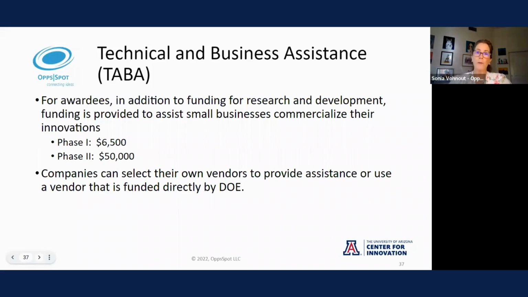So DOE also allows for technical and business assistance, or TABA. For the phase 1, you can ask up to $6,500. For a phase 2, up to $50,000. I did not really understand how they're going to be working with TABA on the fast track. They only described the phase 1 as $6,500. Keep in mind for DOE, it's over and above the $200,000 or the $250,000 based on the topic. So if you're asking for $200,000, with TABA it could go up to $206,500. But if you're doing a fast track, we'll need to ask.